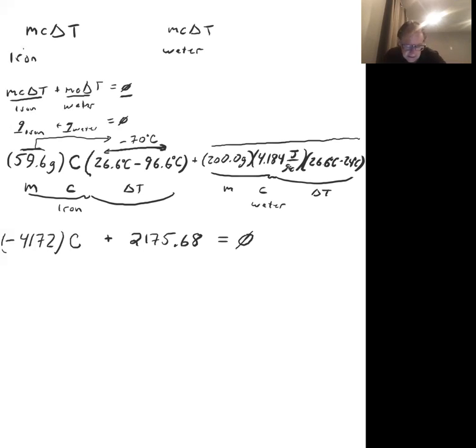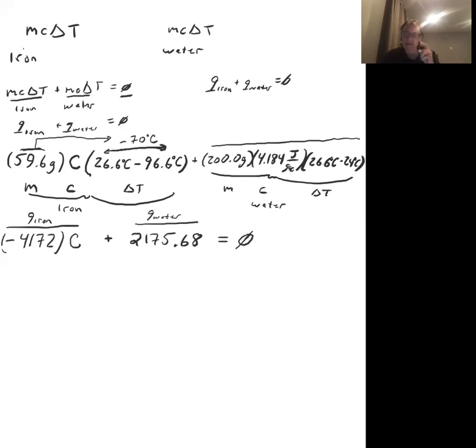Because again, the idea here is the heat coming out of the iron is going into the water. So Q of the iron plus Q of the water equals 0. So this is Q of the iron. This is Q of the water. Those two added together should be equal to 0.